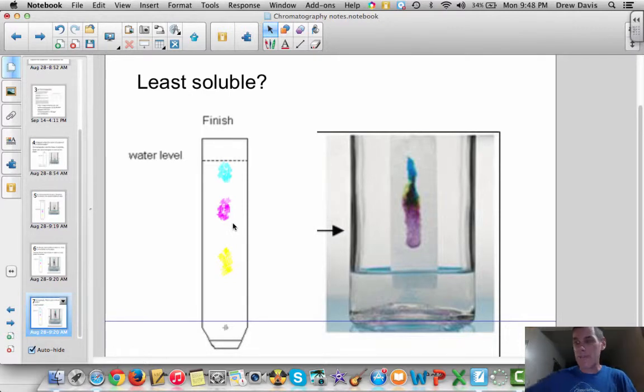So you just have basically competing forces, a mobile force and a stationary force, and depending on which the solute is more attracted to, it stays or moves accordingly.